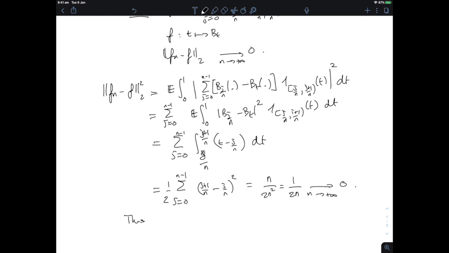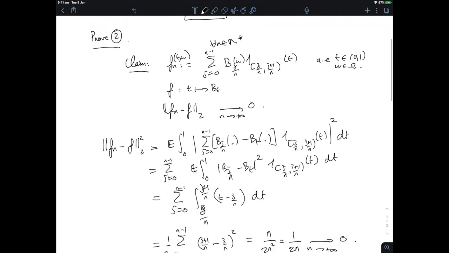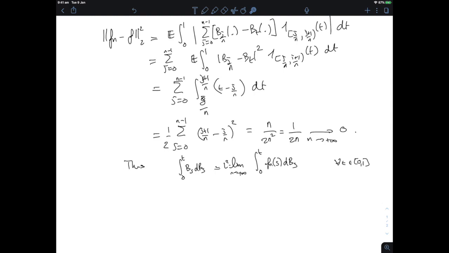is an approximating sequence for f, and so the integral of b_s db_s from 0 to t is going to be the limit as n goes to infinity of the integral from 0 to t of f_n of s db_s. And that's true for every t in [0,1], and this limit is understood in the L2 sense, right? It's the limit for the L2 of omega topology. Right, so in order to compute what I want to compute and eventually prove that it's b_t squared over 2 minus t over 2, I need to compute these Ito integrals of H2 processes and find out what their limits might be. So let's do that.